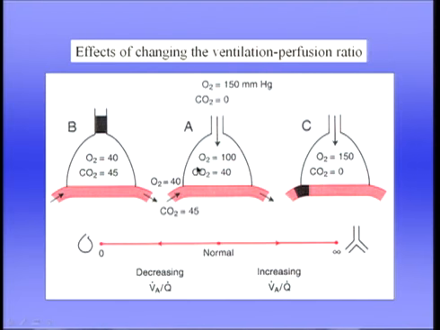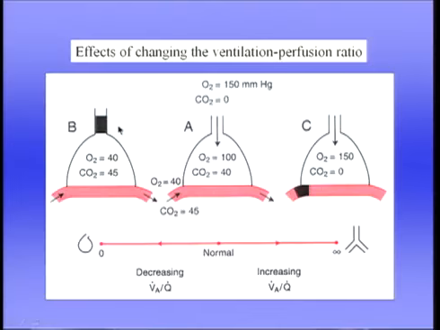Now, it turns out to be extremely difficult to calculate what happens to the PO2 and the PCO2 as we gradually decrease the ventilation-perfusion ratio. I don't want to go into the details of this, but the reason is that it depends on the nonlinear oxygen and CO2 dissociation curves and their interaction. So it's a complicated process.